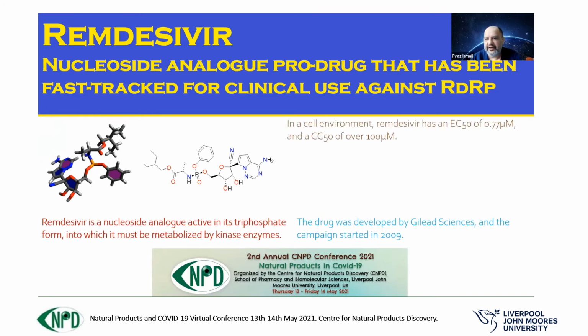So in a cell-free environment, the EC50 is around 0.77 micromolar. And if you want a sort of benchmark of the sort of values that you really need for good effectiveness, you really need it in the nanomolar region for the compound to be selective and active.